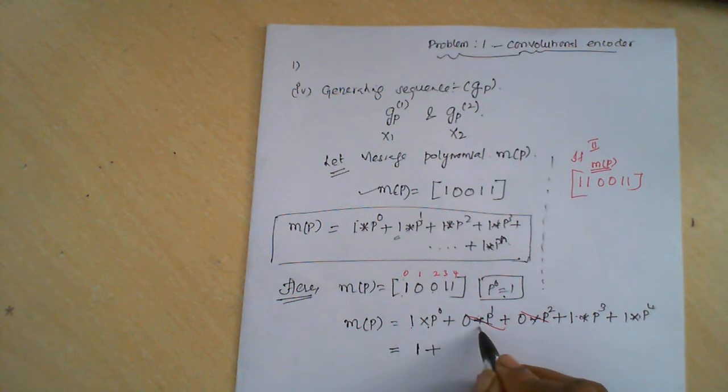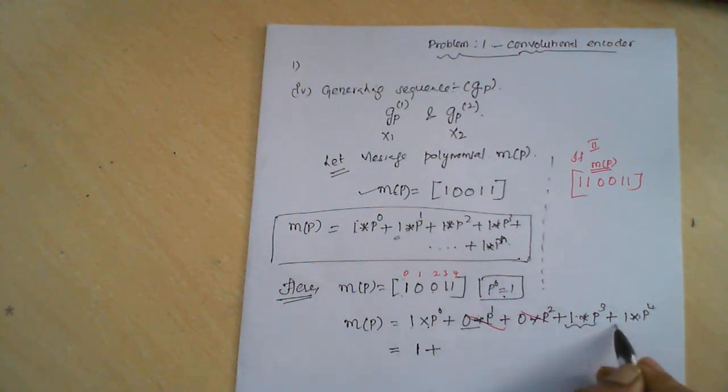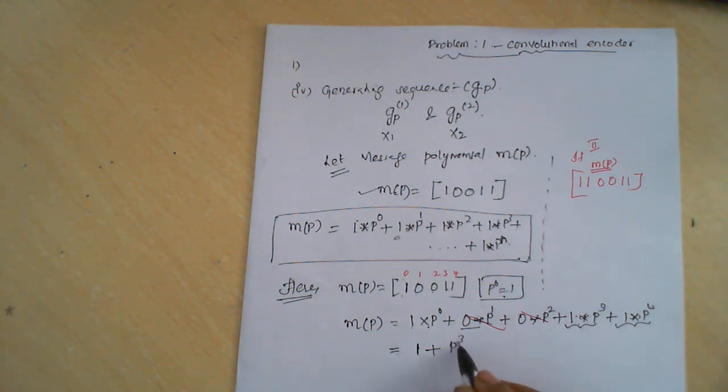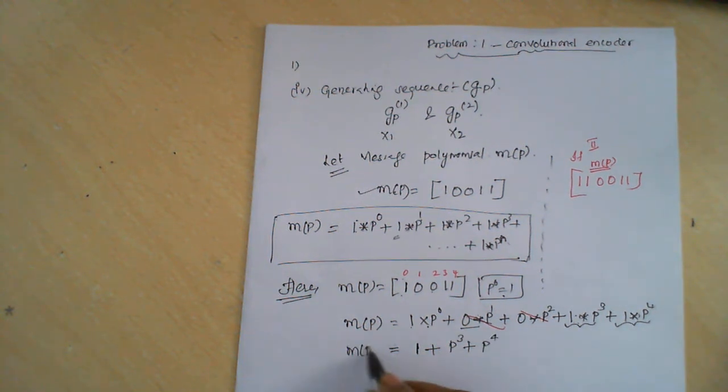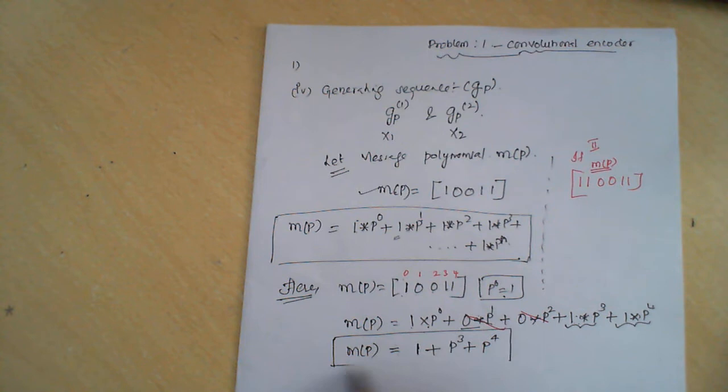1 plus this term, which is 0, so you can leave it as such. And what about these terms? This term is present and this term is present. So 1 into p power 3 is nothing but p power 3, and 1 into p power 4 is nothing but p power 4. So for our assumption, the message polynomial is this.